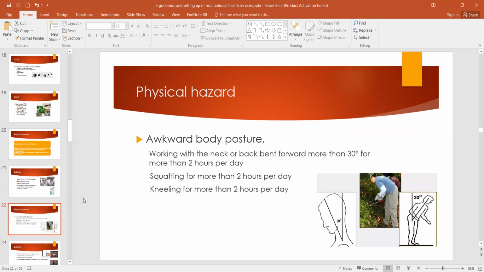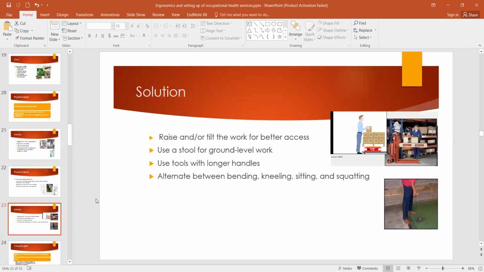And when you work in an awkward body posture, then there is also a great chance of musculoskeletal disorders, like working with the neck or back bent forward more than 30 degrees for more than 2 hours per day, working in a squatting position for more than 2 hours per day, and kneeling for more than 2 hours per day. There are many occupations in which these positions are adopted by the worker for many hours, and then there is a greater chance of musculoskeletal disorder.